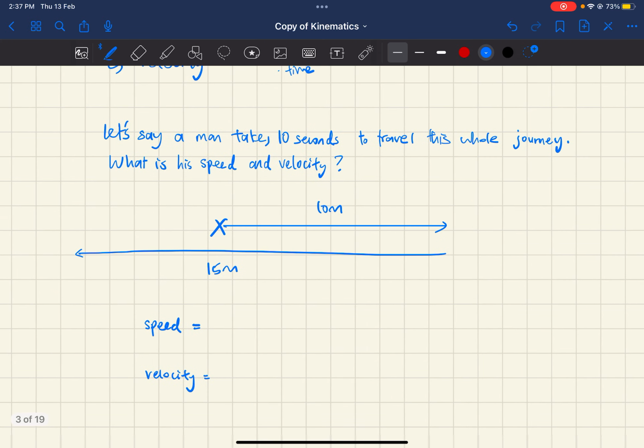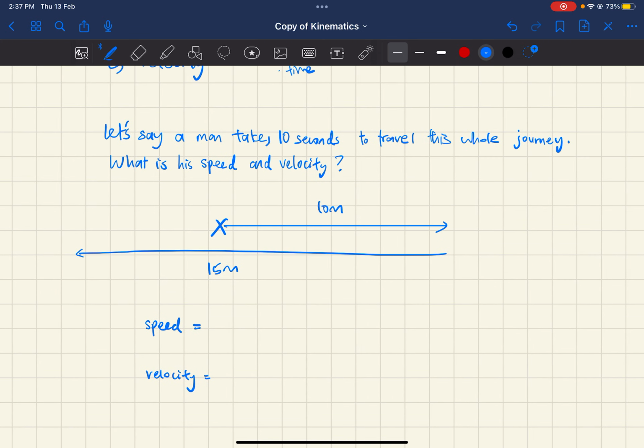So let's say I have a man, he takes 10 seconds to travel this whole journey over here. So what is his speed and what is his velocity? The total distance traveled for this entire journey will be 25 meters, and the total time taken will be 10 seconds. So his speed will be 25 over 10, which is 2.5 meters per second. But his total displacement will just be 5 meters, and his total time taken is 10 seconds. So his velocity will only be 0.5 meters per second, because the displacement is from the start to the end, which is this distance over here, making it 5 meters.